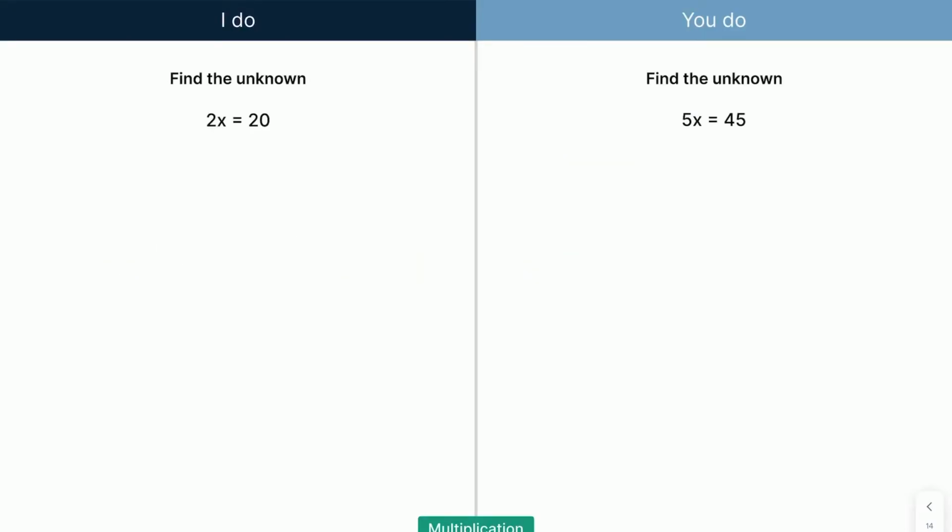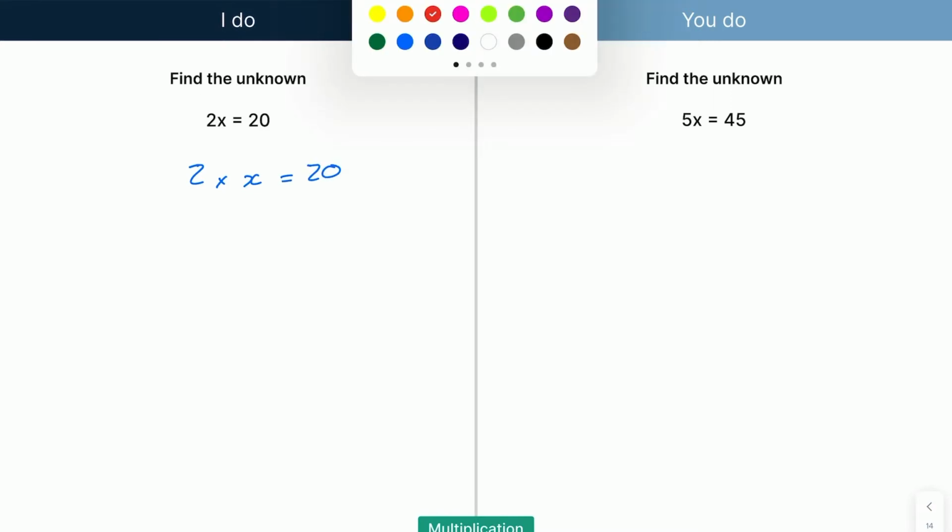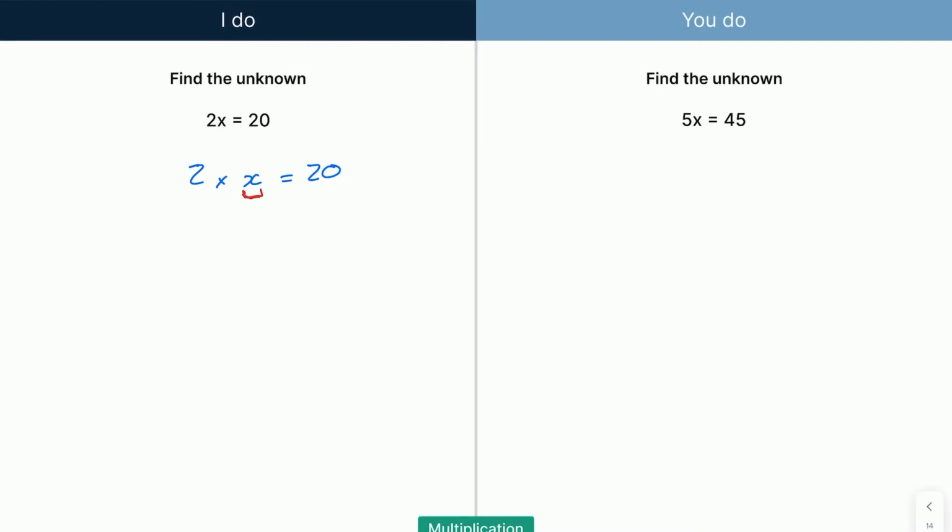So we have 2x is equal to 20. Now there's a times sign in the middle. So we can write this as 2 times x is equal to 20. Okay, so we want to get this x on its own. Now, to get this x on its own, it's being multiplied by 2. So we're going to do the opposite of multiply by 2. So we're going to divide each side by 2.